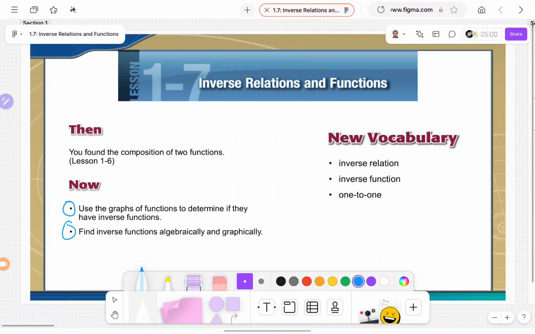We have two things that we need to learn. First, use the graph of a function to determine the inverse, if they have inverse. Then the second one, find the inverse algebraically and graphically. Now you remember that we know that we have two types of function, one-to-one, and many-to-one. But we are not going to look at the many-to-one. We are just focusing on one-to-one.